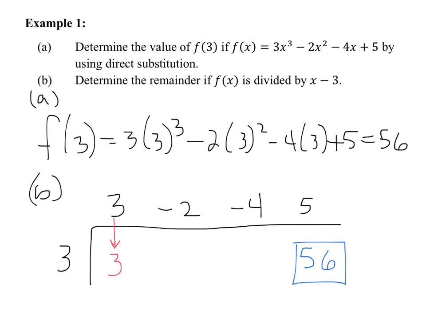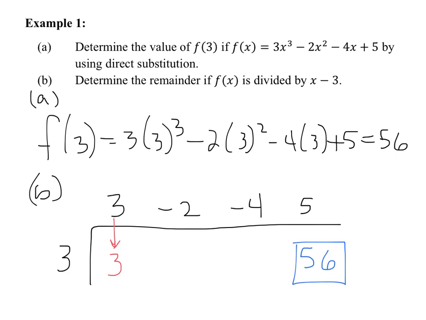Look back at part A, guys. In part A, can you plug 3 in for X? Yeah. That's your X, isn't it? And what did you get as an answer in part A? You got 56. So this is your Y. So the first number on the outside and the remainder is your X, Y.